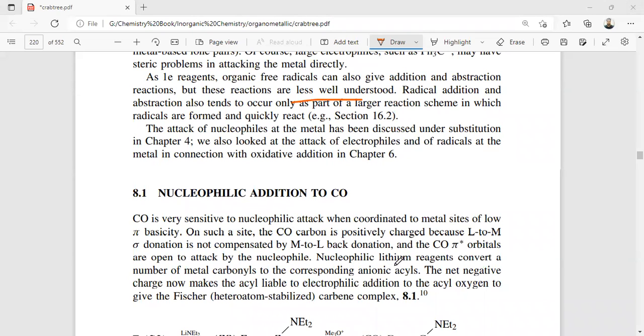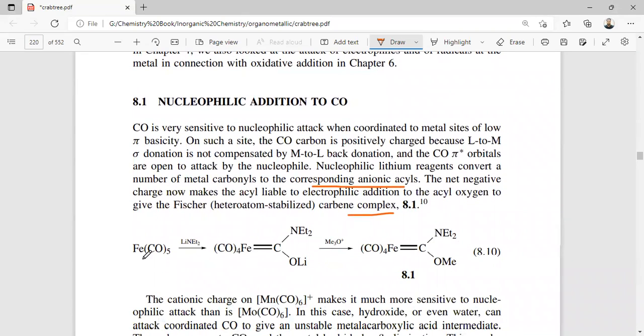So nucleophilic organolithium reagents convert a number of metal carbonyls to the corresponding anionic acyl. The net negative charge now makes the acyl labile to electrophilic addition at the acyl oxygen to give the Fischer carbene complex. So nucleophilic attack on the carbonyl by an organolithium reagent will form an acyl species, which is prone to electrophilic attack that will form the carbene intermediate. So that is one of the processes to generate a metal carbene from a metal carbonyl.